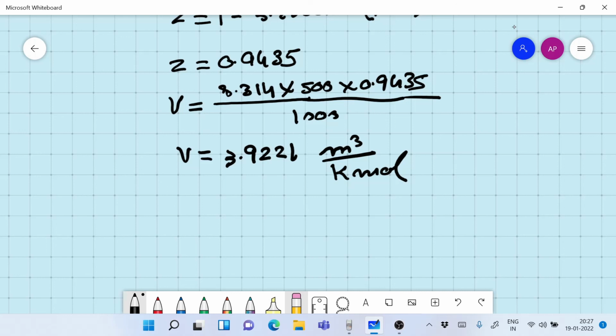Now we need to understand that this is an equation of state which was used for modeling the gases, and it was based on the idea of compressibility factor.